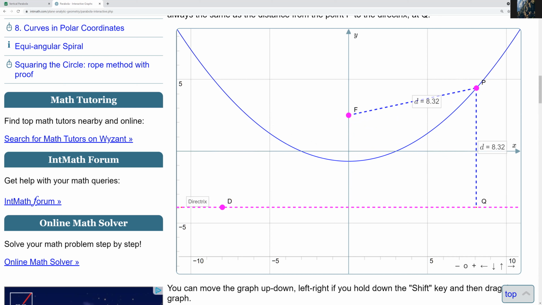So let's go back to our board and let's solve a problem. Let's see an example on how this will work.